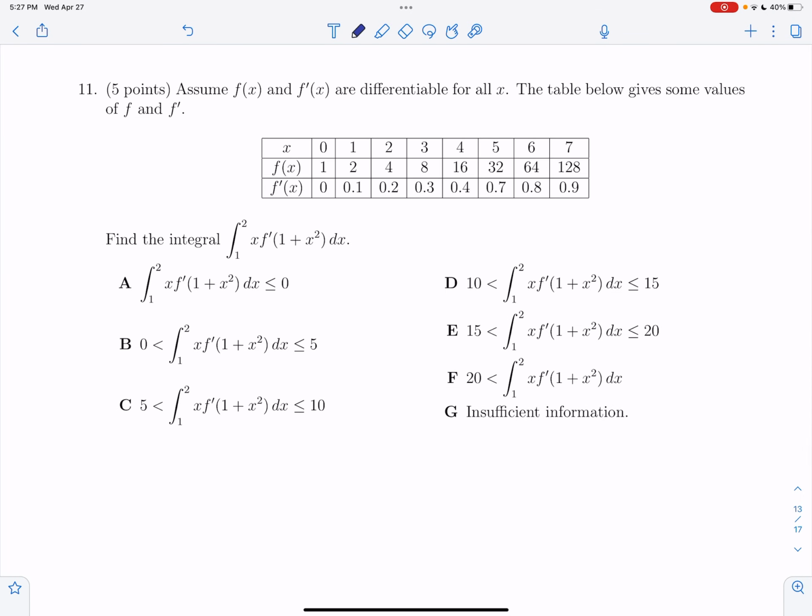f of x and f prime of x are differentiable. That means f is continuous. Of course, f is differentiable, so f is continuous. And f prime is differentiable, so f prime is also continuous. Okay? And you're given these values of f and f prime for all these numbers. Okay. And if you look at all these questions, what they're dealing with is this integral. You're dealing with the integral from 1 to 2, x times f prime of 1 plus x squared dx.